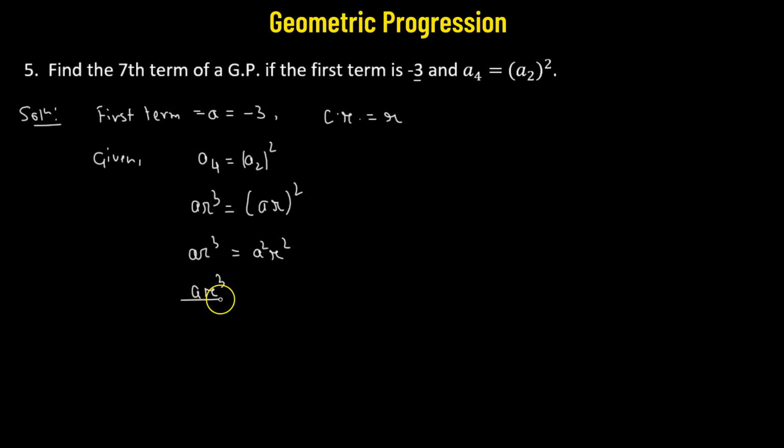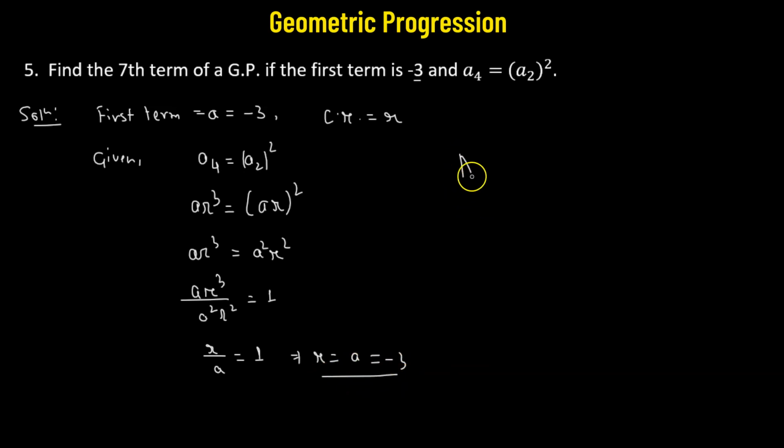So we have ar cubed divided by a squared r squared equals 1. Or simply r divided by a equals 1, which gives us r equals a. Now a value equals -3. So that means our common ratio is also -3. So we have obtained the value of the common ratio as well as the first term.